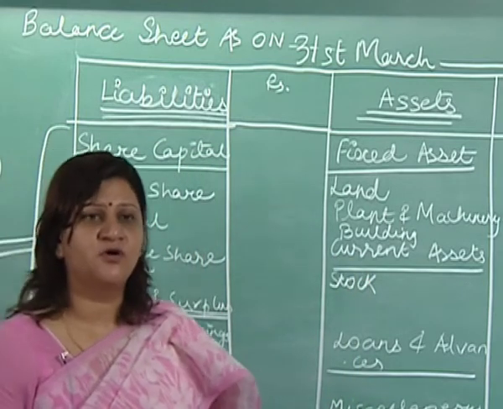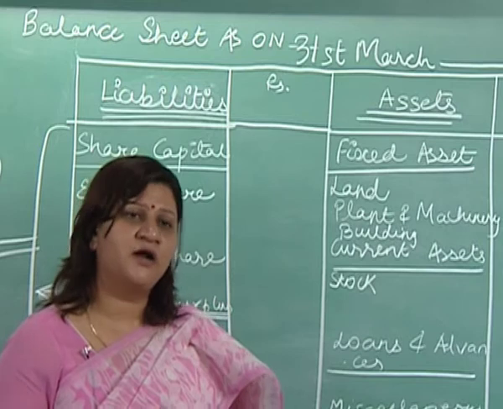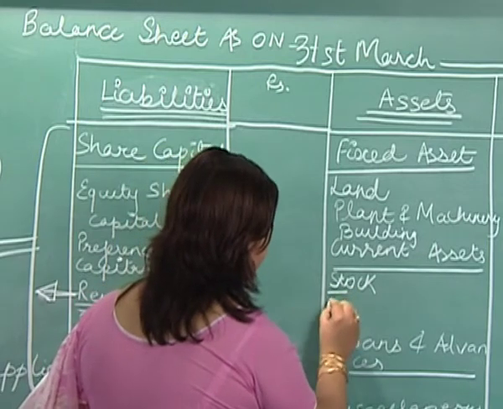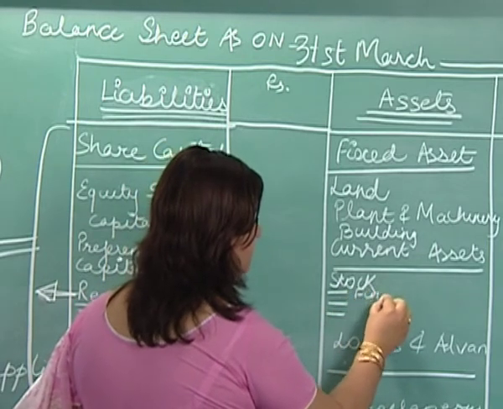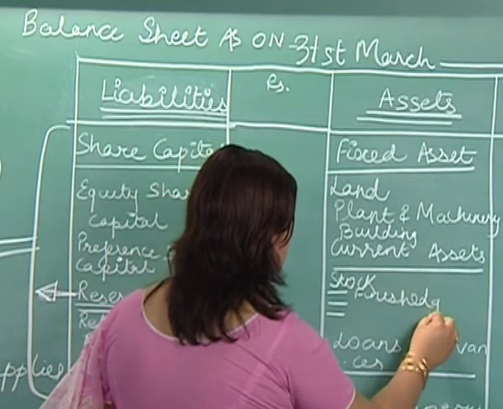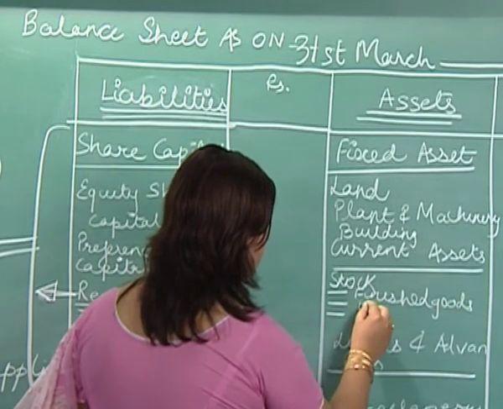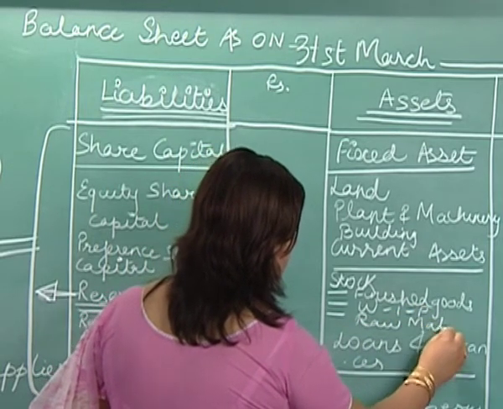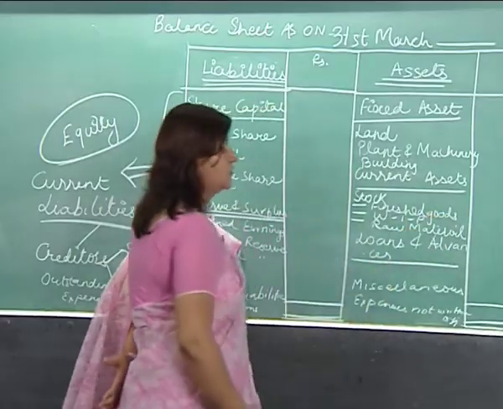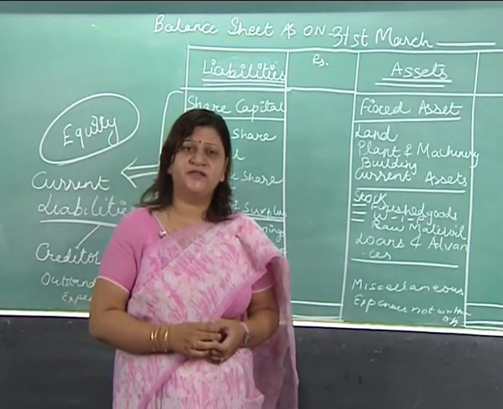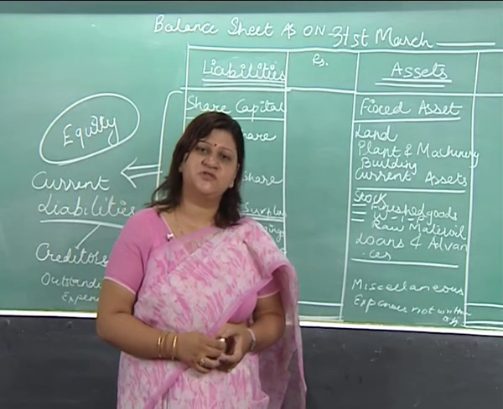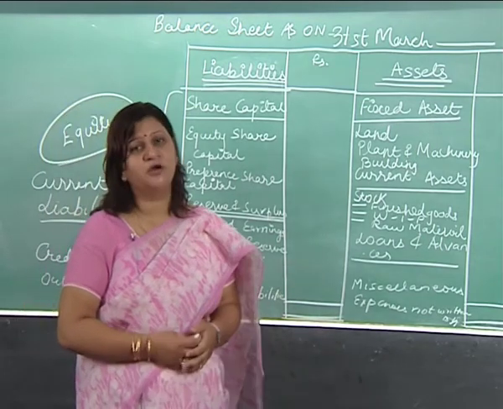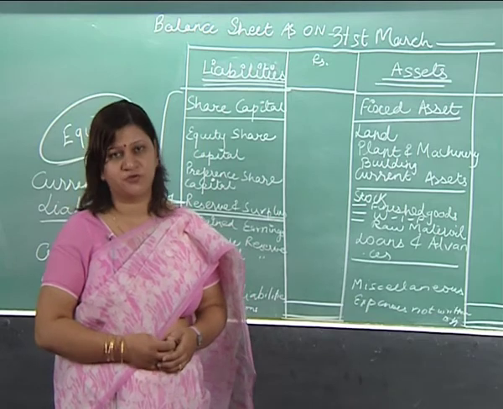Stock will comprise our finished products, our work in progress products, and the raw material. There are three subcategories of stock: finished goods, work in progress, and raw material. When it's a trading concern, they will only have finished goods as their stock, while in the case of a manufacturing organization, they have these broad three categories of calculation of stock.